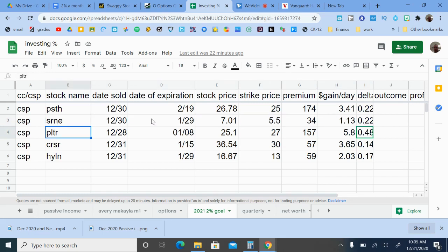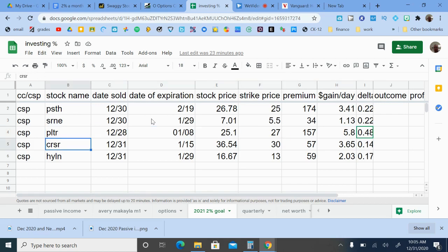PLTR, my first trade that I'm already in the negative on, but did make this on the 28th. I'm only doing a two-week expiration up until January 8th. Stock price is now around 24, I think, but the strike price was at 27. I did get a huge premium on this in just 2 weeks. So this one I am going to most likely sell a covered call on once I get assigned. Ideally, I get assigned somewhere between 24 to 27 or so, although it could go much lower than that. This might be an interesting play. But the gain per day is the highest I have at $5.80.